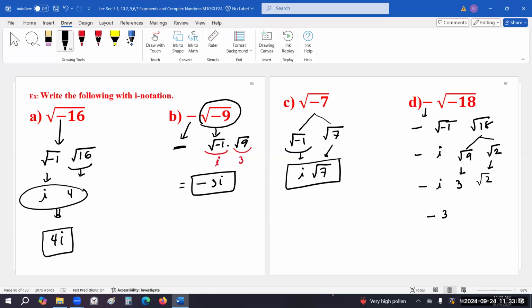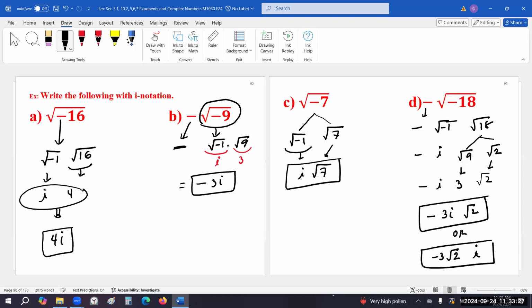So we have -3i square root of 2, or -3 square root of 2 and then a single i. My MATLAB wants you to write i in front of the radical. But in real life, you can put the numbers together and then i, perfect. Both formats are correct. Any questions so far?